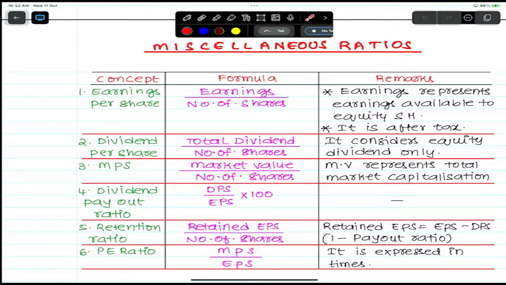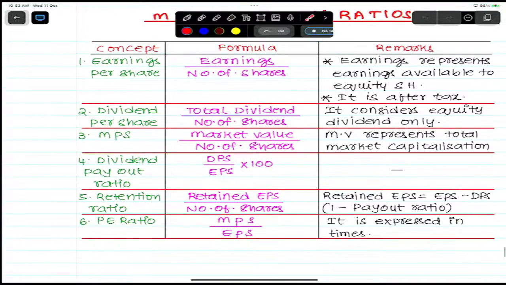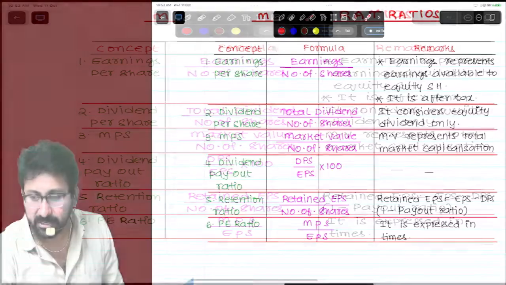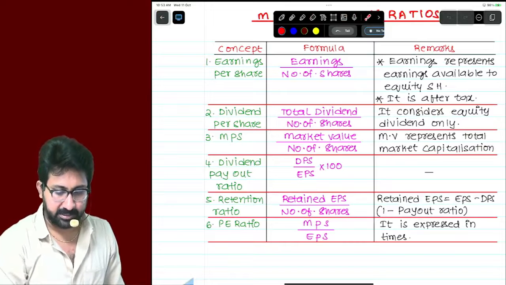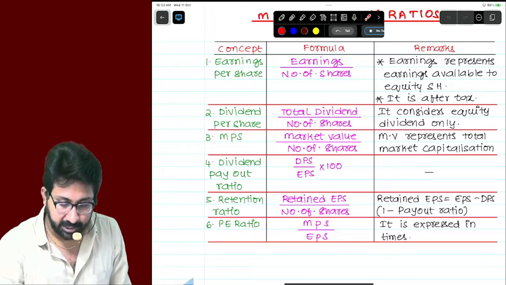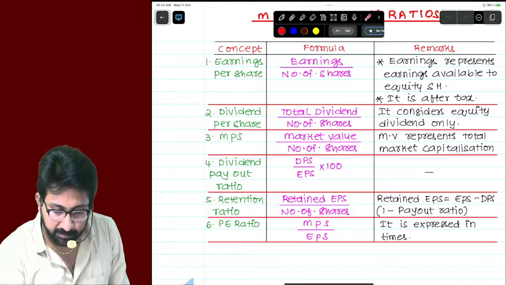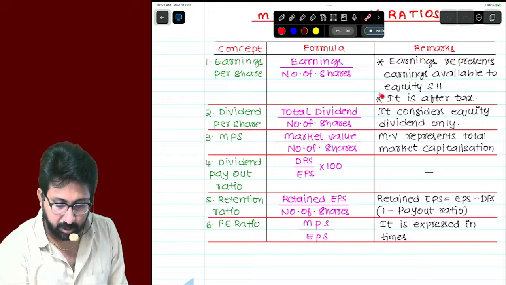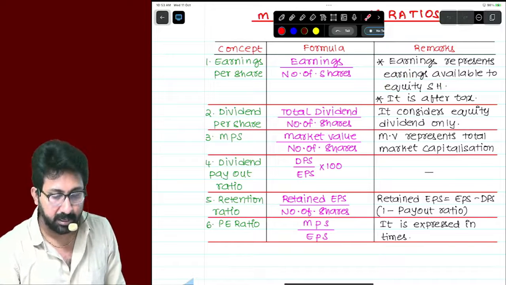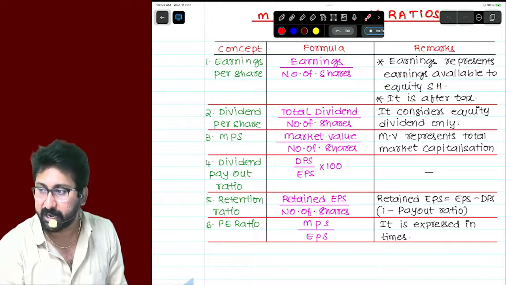First I will explain all the ratios. After that you copy. Very easy. 10 seconds each, more than that not required. See here. What is the first concept? Earnings per share. So the name is clear. Earnings per share means what should be done? Total earnings divided by number of shares. When I say earnings, it should be earnings available to equity shareholders. Clear? Next, should it be before tax or after tax?